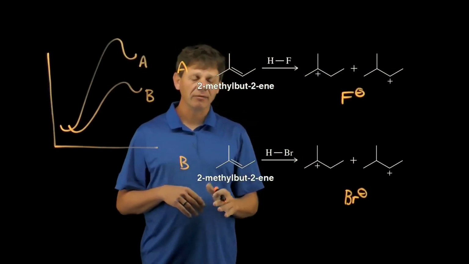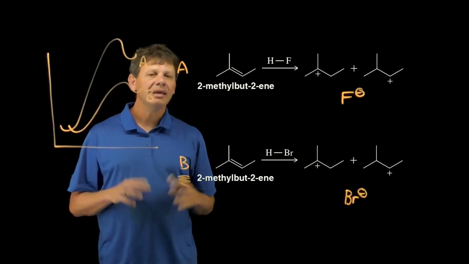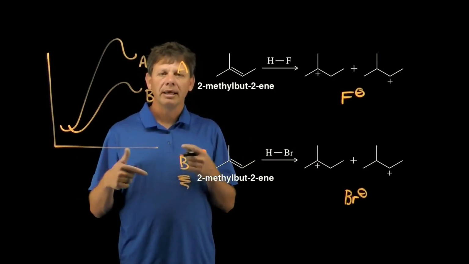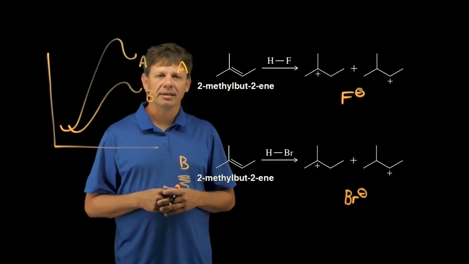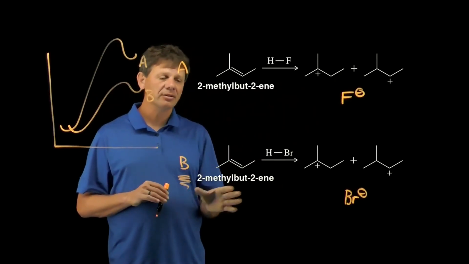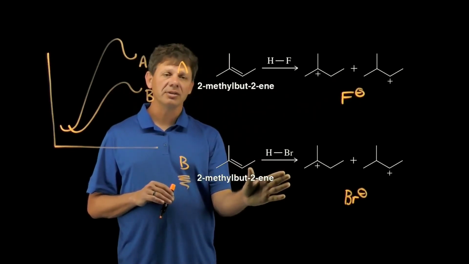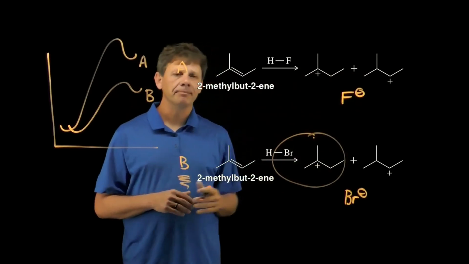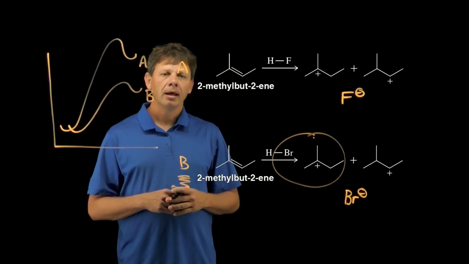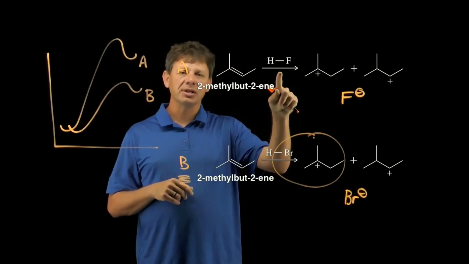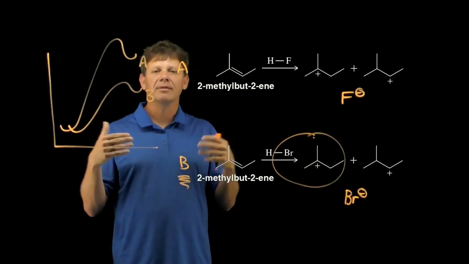Now, just to clarify, reaction B is still highly selective and is going to be the reaction that matters more in terms of our understanding of electrophilic addition of alkenes. So this assessment is not to suggest that the HBr addition is not selective. It is, and we're going to make almost exclusively the tertiary carbocation. But if we could do this hypothetical HF addition, we would expect it to be even more selective.